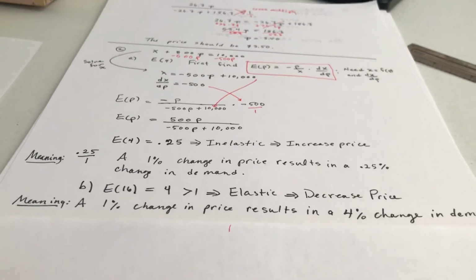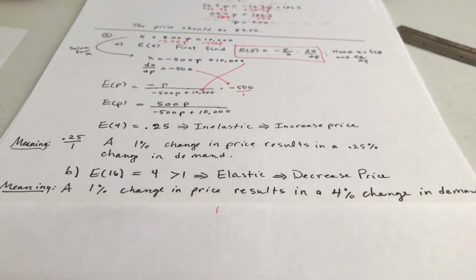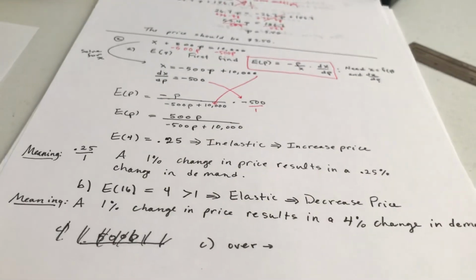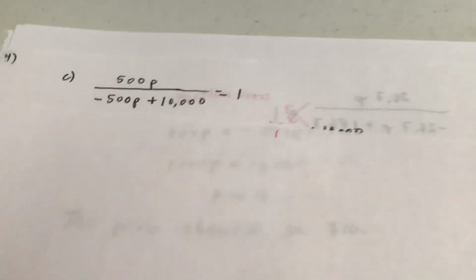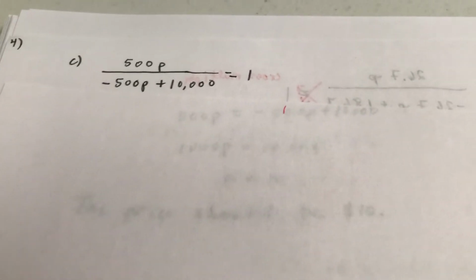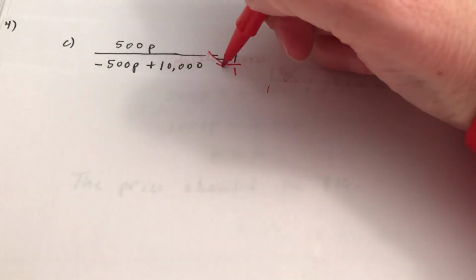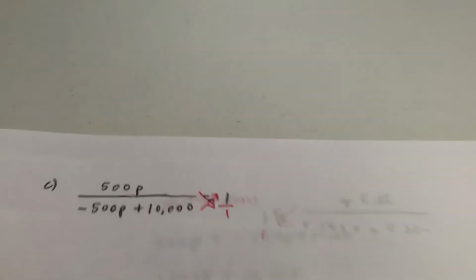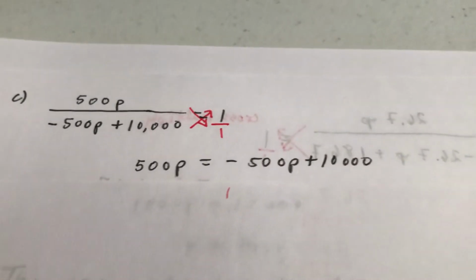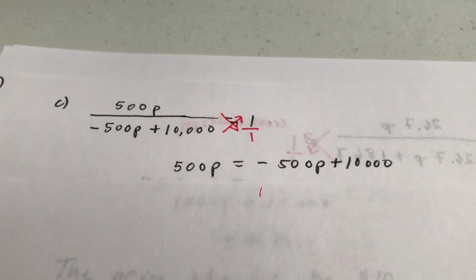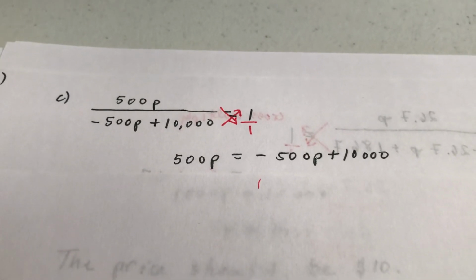And that's part B. Part C is the unit elasticity. I'm going to turn this page over. Here we have it. You take that equation that you found and set it equal to 1. Do you remember what to do here? You cross multiply: that times that equals that times that. So the 500p times 1 equals negative 500p plus 10,000.